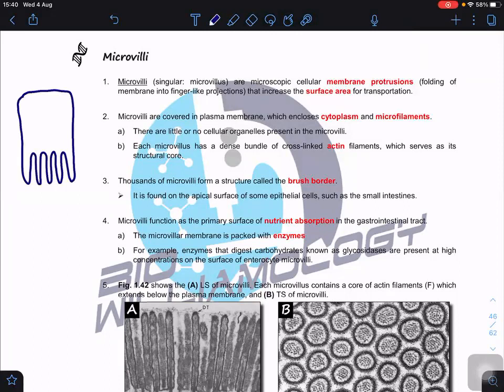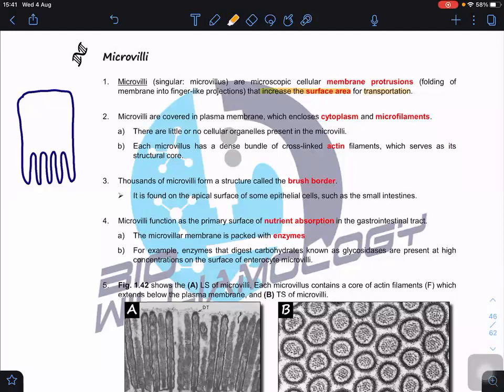Okay. So microvilli, if you look at it, what is their main function? Their main function actually is just to increase the surface area, particularly for transportation, when we deal with the absorption of nutrients. When I say this, you know where we can find microvilli? Definitely in our small and large intestine. Small intestine absorbs the nutrients, large intestine absorbs the water molecules. So we increase the surface area.